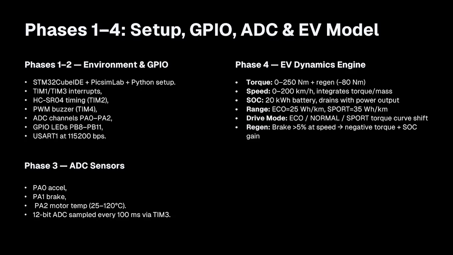As we go to the driving modes, it has Eco, Normal, and Sport. The Eco mode provides maximum efficiency, while the Sport mode delivers high torque but consumes more battery power. In the regenerative mode, if the brake is 5% more than the speed, then negative torque is produced, which results in SOC gain.